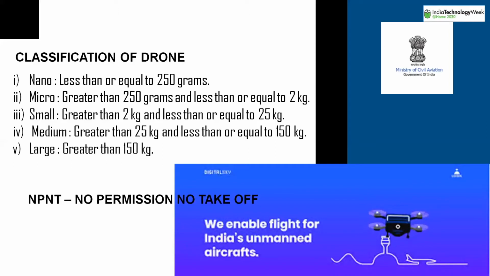The first category is nano. Nano is less than or equal to 250 grams. Micro is 250 grams and above, up to 2 kg. One thing is very important: the overall weight of the system. A drone below 2 kg falls under the category of micro. And a drone greater than 2 kg and less than 25 kg, or say up to 20 kg, falls under the category of small drones.